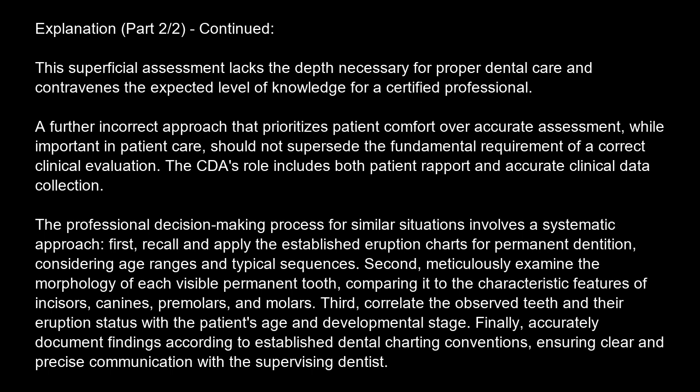The professional decision-making process for similar situations involves a systematic approach. First, recall and apply the established eruption charts for permanent dentition, considering age ranges and typical sequences. Second, meticulously examine the morphology of each visible permanent tooth, comparing it to the characteristic features of incisors, canines, premolars, and molars. Third, correlate the observed teeth and their eruption status with the patient's age and developmental stage. Finally, accurately document findings according to established dental charting conventions, ensuring clear and precise communication with the supervising dentist.